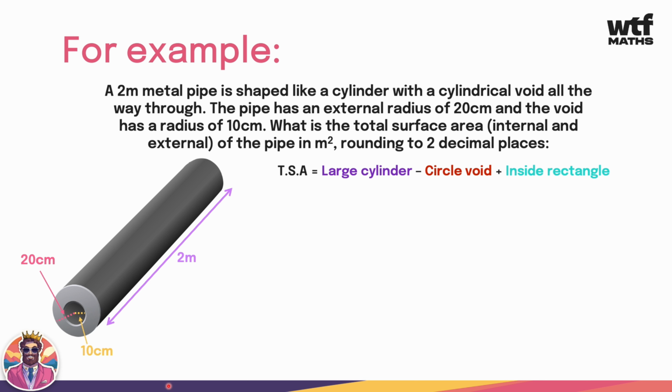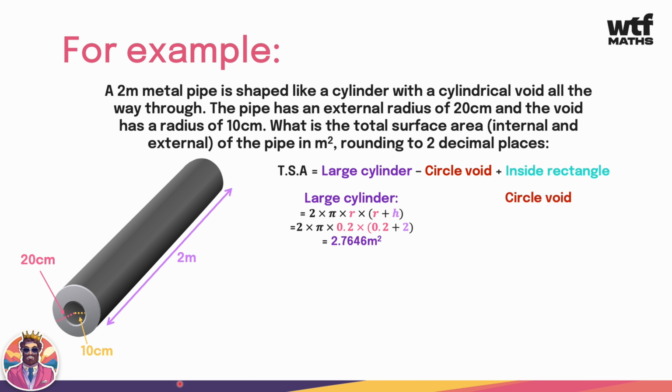So let's find the large cylinder. So we're just going to use the surface area formula for a cylinder. So I'm going to use 0.2. Now just remember, these units are not the same. Centimeter, centimeter, meters. Now because the question said in meters squared, I want everything to be meters. So instead of 20 centimeters, I'm going to use 0.2. So 2 times pi times 0.2 times 0.2 plus 2 is 2.7646 meters squared. So that's the whole entire cylinder if there was no holes at all.